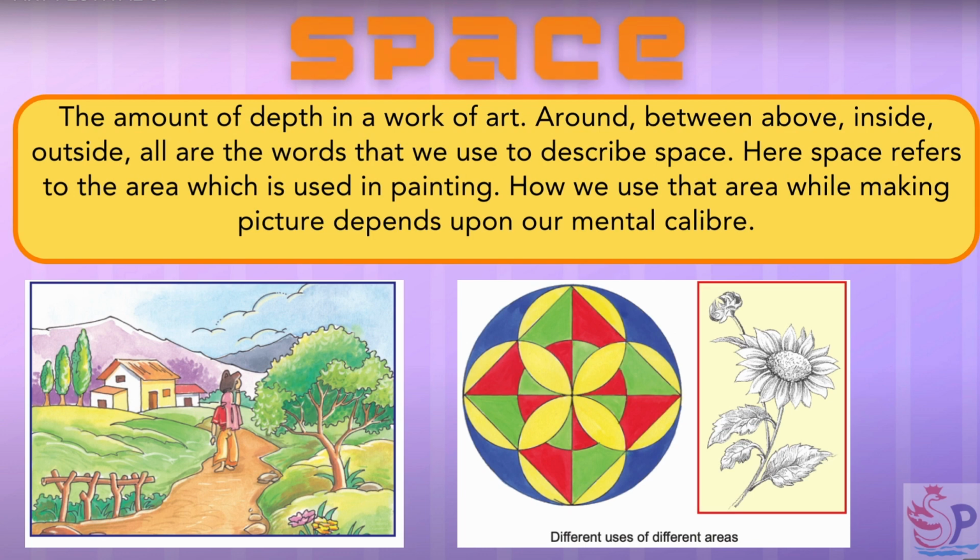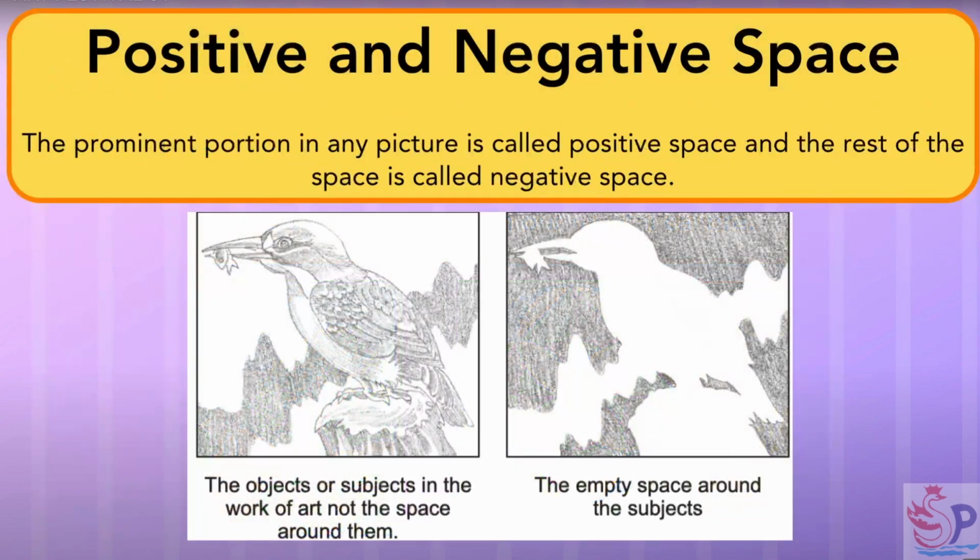Space. The amount of depth in a work of art. Around, between, above, inside, outside, all are words that we use to describe space. Here space refers to the area which is used in painting. How we use that area while making a picture depends upon our mental caliber. Positive and negative space. The prominent portion in any picture is called positive space and the rest of the space is called negative space.